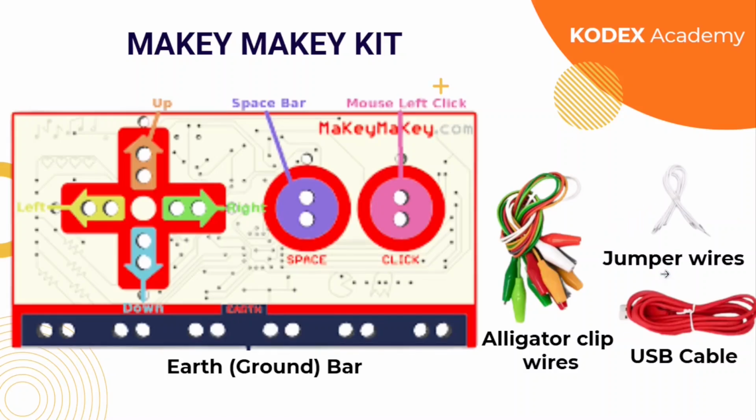In this kit, you will also get some jumper wires to make multiple connections, and you have the USB cable. This USB cable is used to connect your Makey Makey kit with the computer. So there are 4 things you will get in the Makey Makey kit. First, the Makey Makey board, where you have 4 arrow keys, one spacebar button and another one is the mouse left click connector button. These points are all used to turn your object into a touchpad, and these alligator wires are used to make the connections, and then jumper wires also to make multiple connections, and this USB cable is used to connect your Makey Makey kit with your computer.